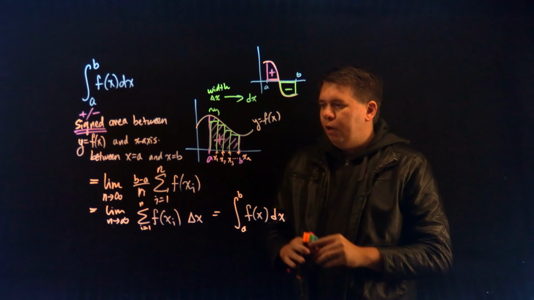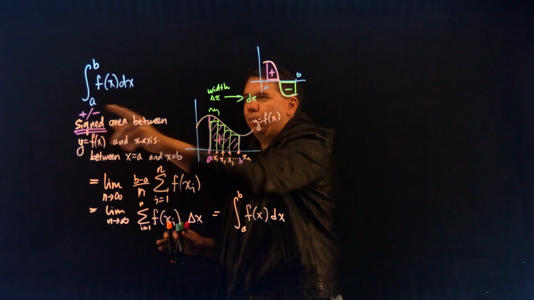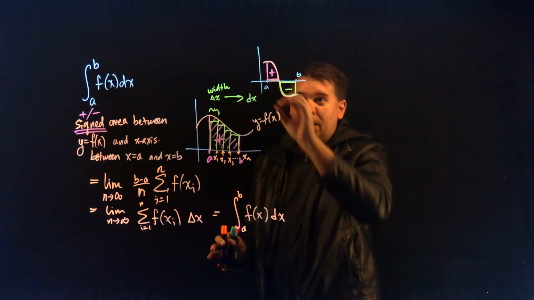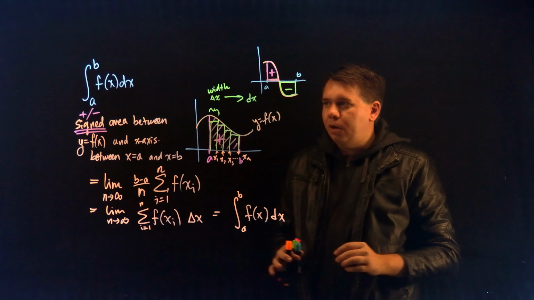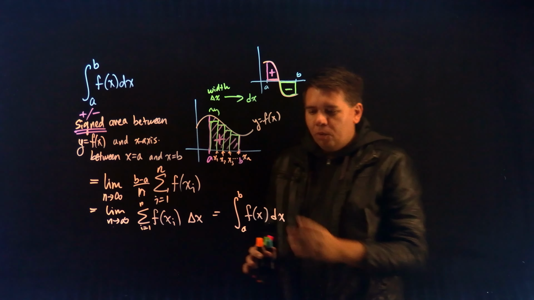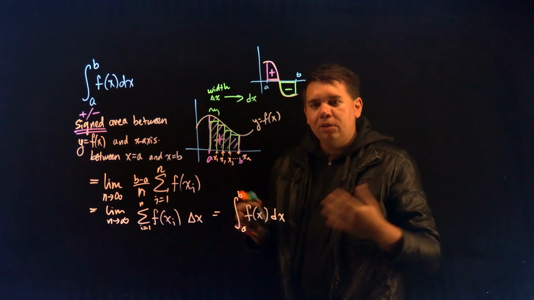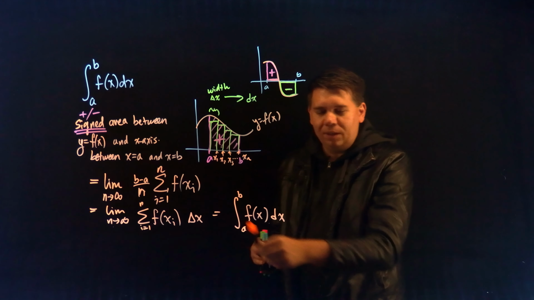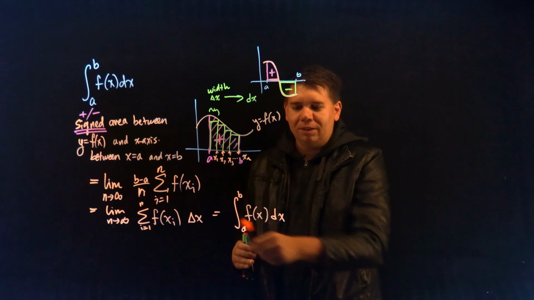Okay, well hopefully that helps you understand what this symbol means. Just the area, positive if it's above, negative if it's below, between your graph and the x-axis. Once we have this notation, we can just note a few properties of it. So here are some properties of the definite integral. This is called the definite integral. So what are the properties?